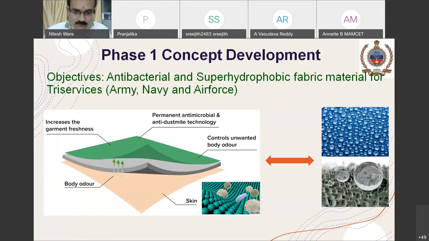So concept development, the first phase, my case study, this happened in the year 2013. The objective was very, very clear: antibacterial and superhydrophobic fabric material for tri-services. It could be anything, like the real uniform suits, or maybe for the maintenance engineers, or for the people who are doing laborious jobs in the workshops. So they always wanted this, and this particular objective was not defined by, to be very honest, the tri-services of India. It was defined by the tri-services of Naval Postgraduate School, NPS, California.